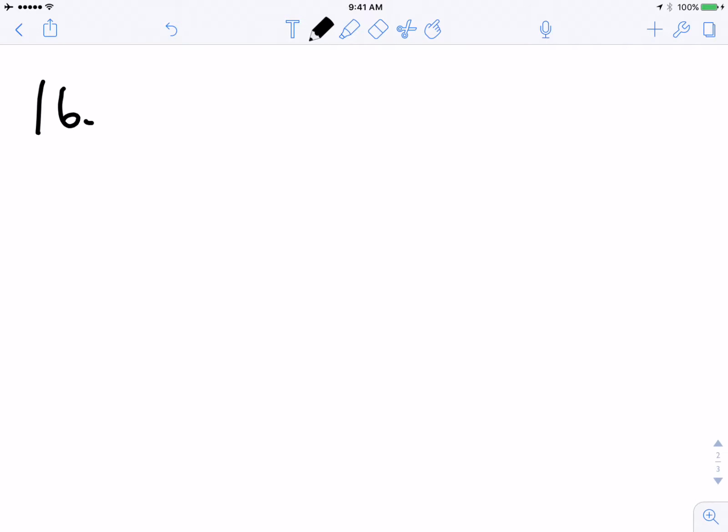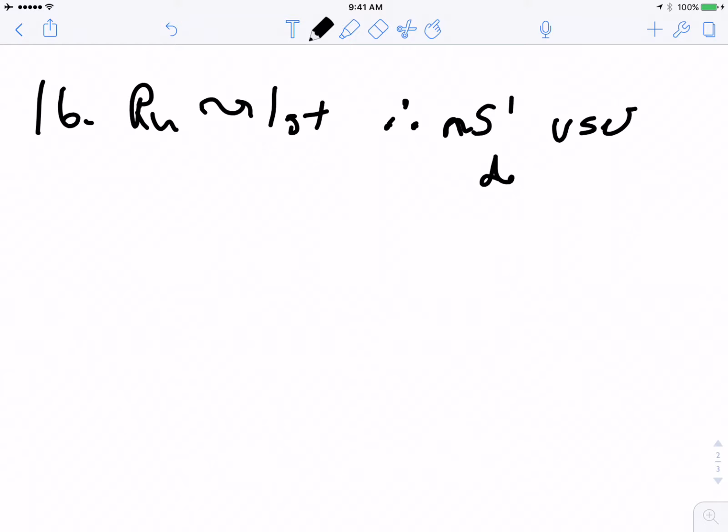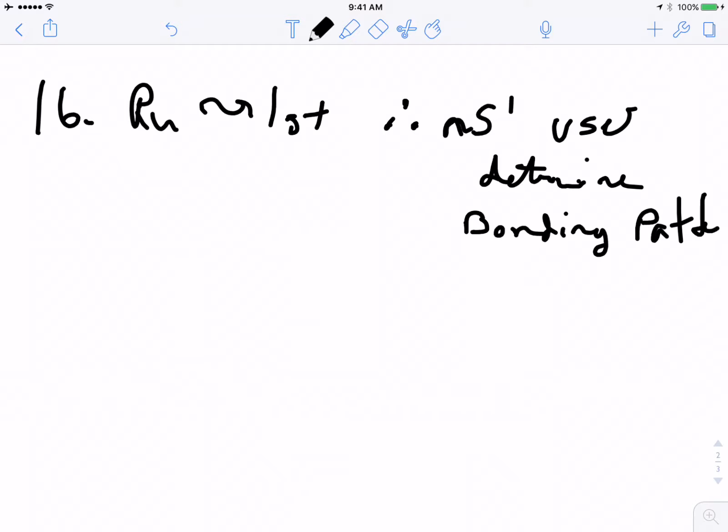So, 16 asks what is similar between rubidium and any of these other elements. Well, we look at rubidium, and we know that it's in the first column. Therefore, because it's in the first column, it has some kind of ns1 valence shell electrons, which means, and remember this, the valence shell electron is going to determine the chemical and physical properties, aka the bonding patterns. Like what is it going to bond to, what is it not going to bond to? That all depends on ns1.